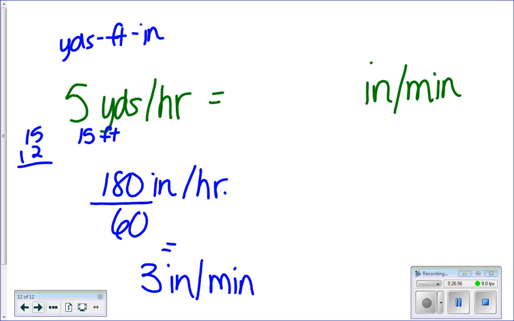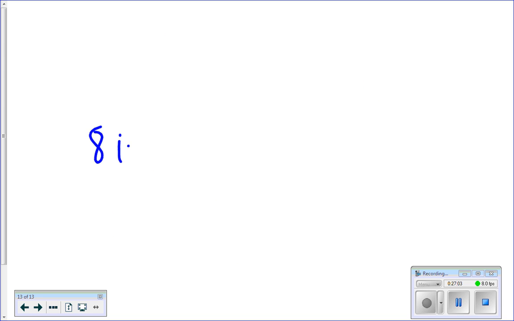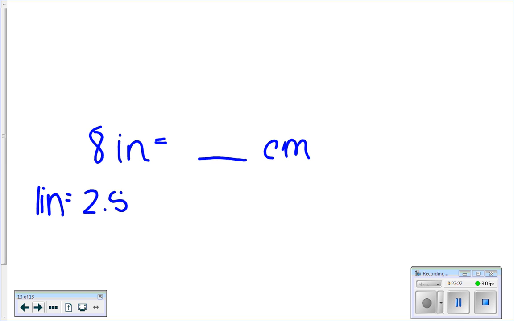Okay, do you want to do number 3 yet? All right, let's find number 3. So 3 says 8 inches equals blank centimeters. So this is where you're going to use your chart. Sometimes, not all the time. They're in all 2 steps. So if I go back to my chart, what's 1 inch? 1 inch is like 2 point, what was it?